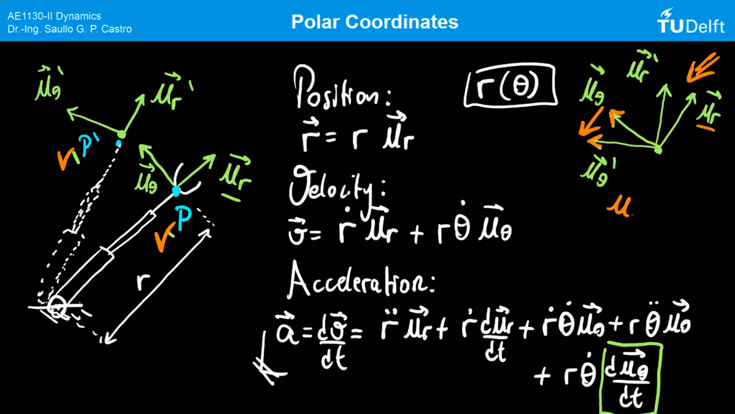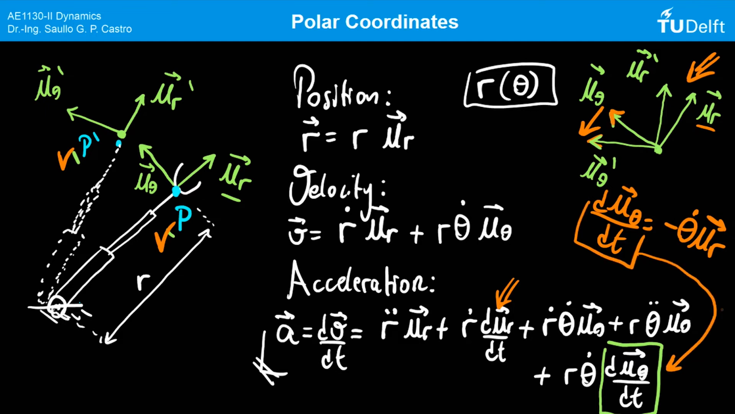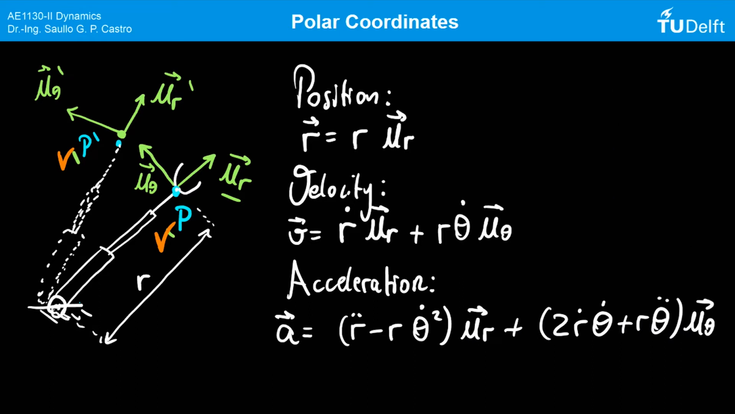We can write the variation of the base vector u theta with time as minus theta dot ur, which is analogous to what we did for dur dt, this term here. Now let's finally replace this term into the equation for the acceleration to obtain the final equation, remembering that we are also going to use the previous definition of dur dt. And this is the final expression for the acceleration.